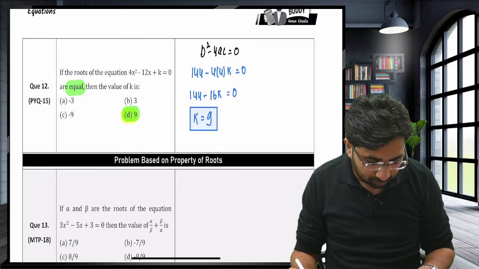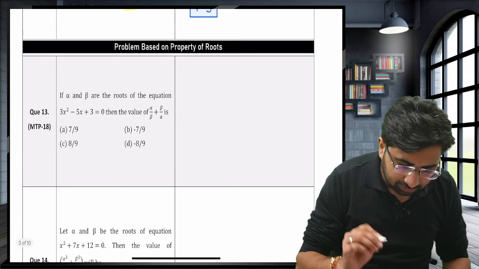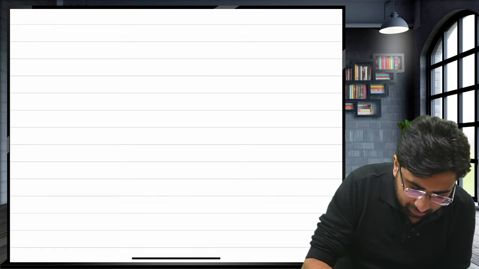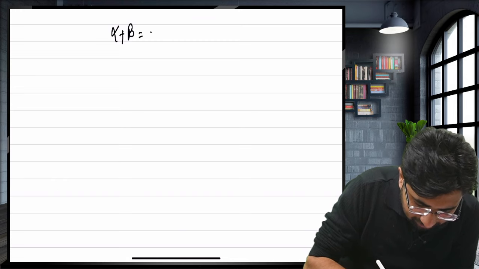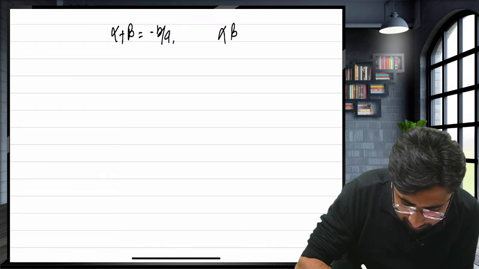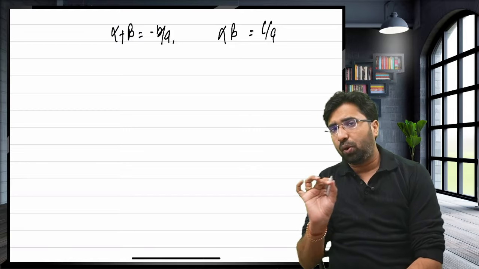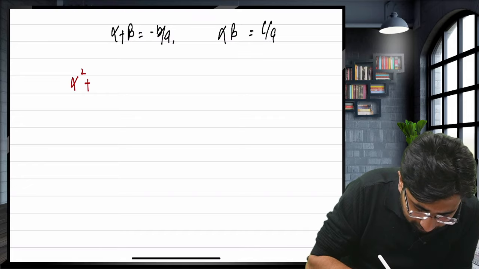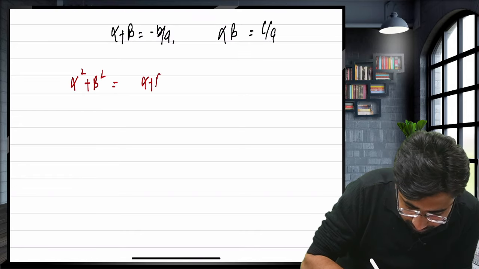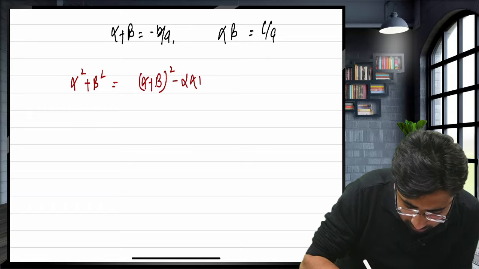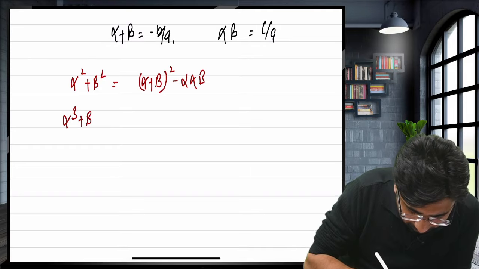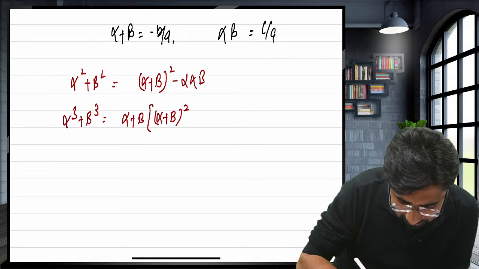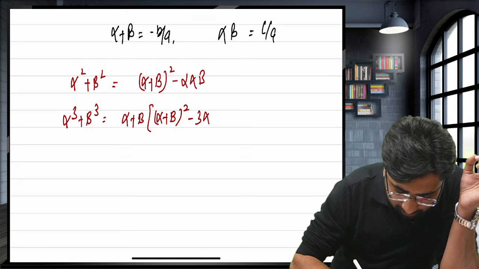Now, let's move forward and solve the questions on the properties of the roots. Before you solve this, everybody should know only two things: alpha plus beta is minus b by a, and alpha into beta is c by a. I hope you have all done the revision session of this chapter. Now, remember two more things. What is alpha square plus beta square? Alpha plus beta whole square minus 2 alpha beta. What is alpha cube plus beta cube? Alpha plus beta, bracket, alpha plus beta whole square minus 3 alpha beta.